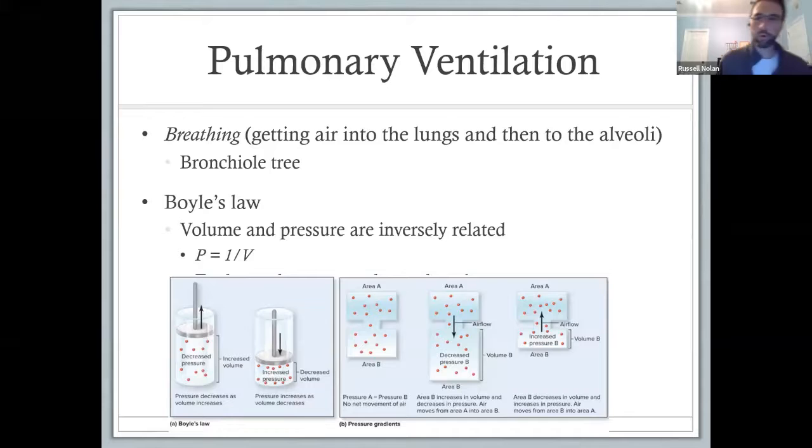So let's look at pulmonary ventilation. Remember, this is basically breathing, getting air into the lungs. Remember, the lungs are the organs that are actually protecting the important respiratory structure. Specifically, that respiratory structure you're protecting is the alveoli, because the alveoli are the only structures in the respiratory system that can exchange those gases. So if there's a part of the respiratory system that doesn't have alveoli, you're not going to be able to exchange those gases.